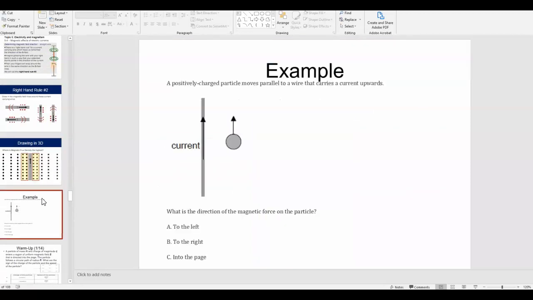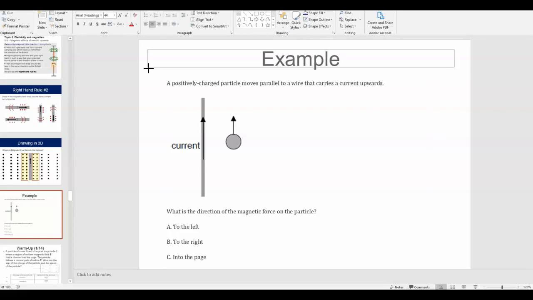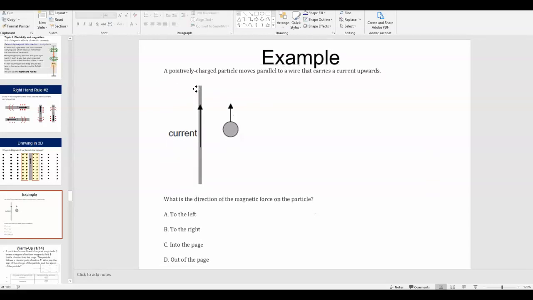Okay, I want to take a look at an example with this. And I want to see what you think the answer to this question is. So read the question carefully. I don't necessarily expect you to get it right away, although that would be nice. But this is an IB question. See if you can figure this question out.